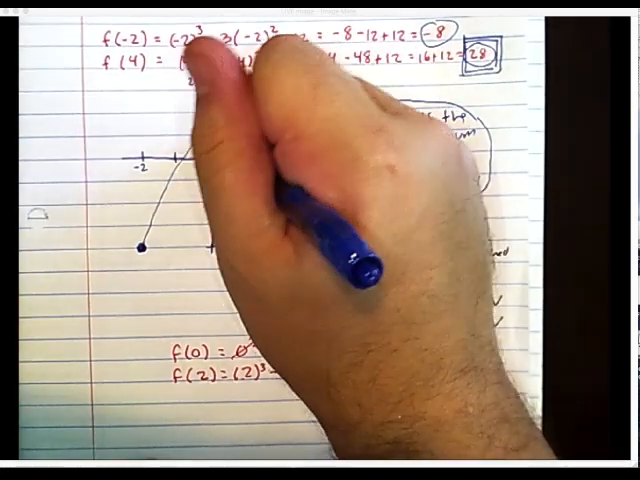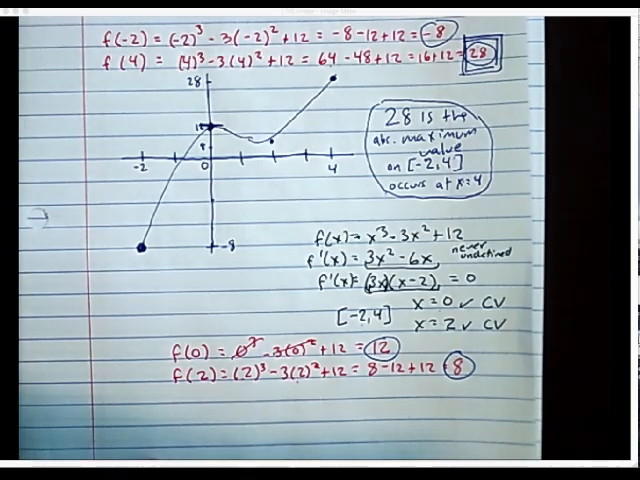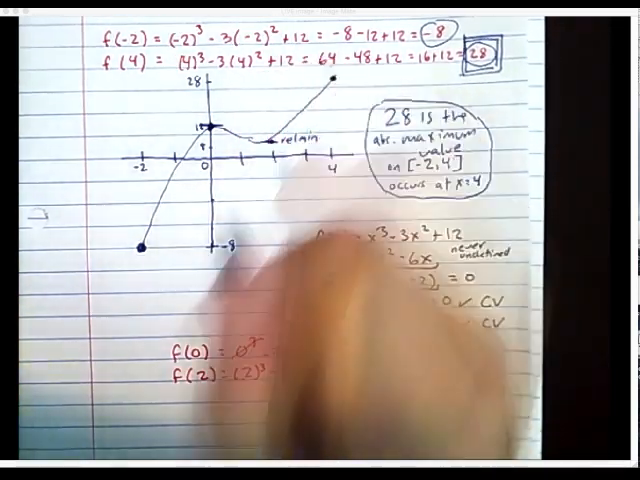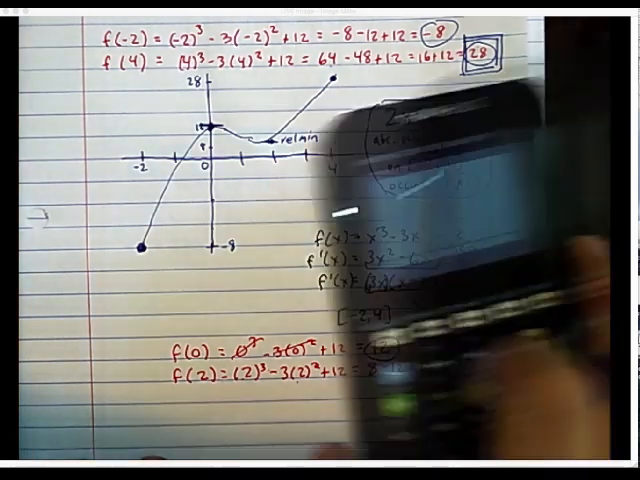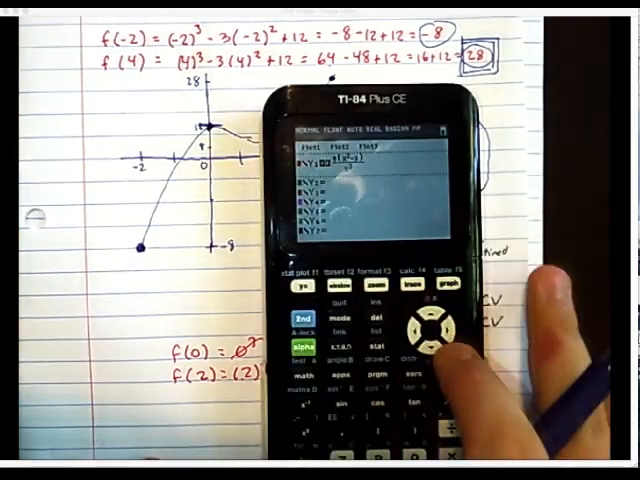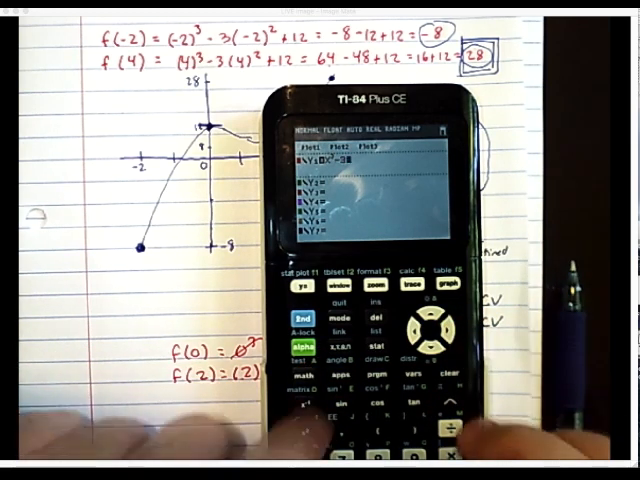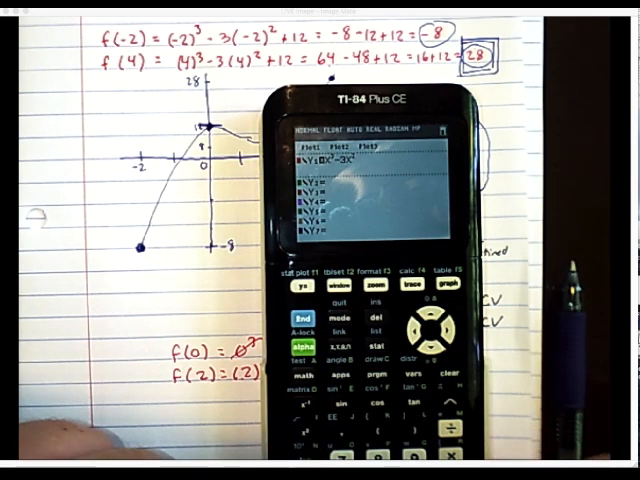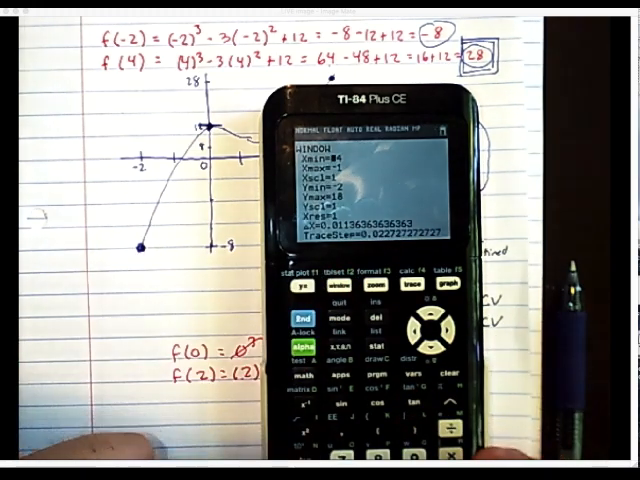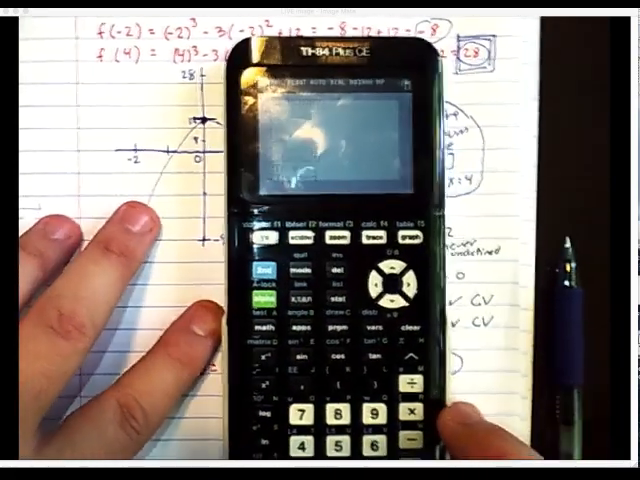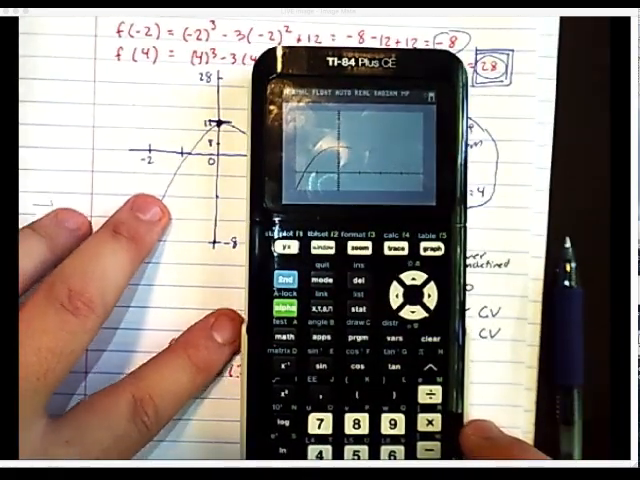Okay, actually that point is a relative maximum. This point here is a relative minimum. And I'll prove it to you. I'm going to do this one on the graphing calculator. I'm going to put the original function in here, x cubed minus 3x squared plus 12. I'm just going to look at it from -2 to +4. Zoom fit. Remember, my graph was not to scale.